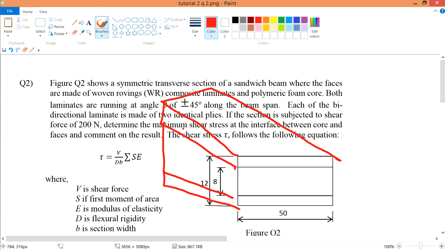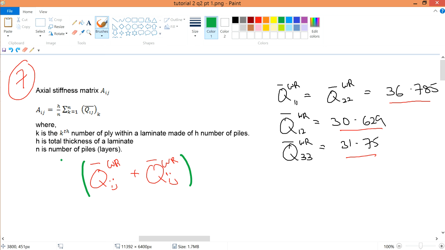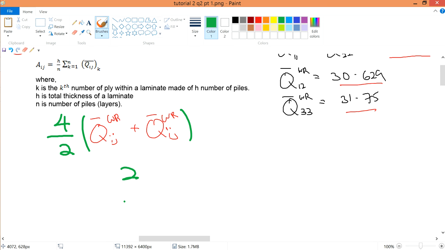So this thickness is actually the face thickness, the thickness of the face, which is actually 4, right? Because if you think about it, this is 12 minus 8, you get 4 over here. So your h is equal to 4 divided by the number of plies, which is 2, and therefore you have 2 times 2 of this thing.